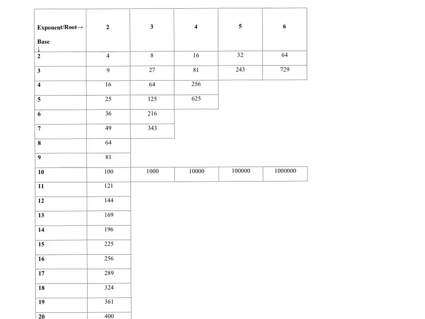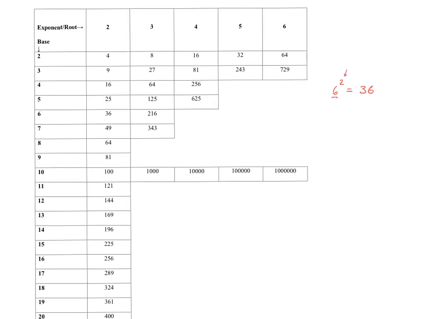Notice that the left-hand column is labeled the base. So when we talk about the base, that means what number we're raising to a power. So for example, if I was raising 6 to the second power, we know that that equals 36. 6 would be the base. That's the number we're raising to the power. The 2 is the exponent.